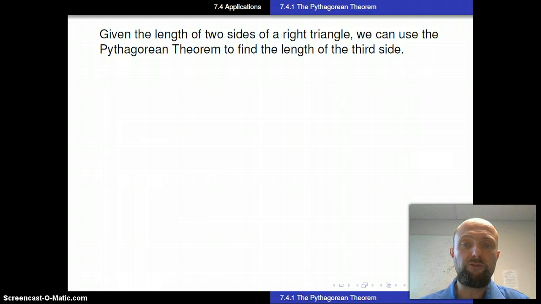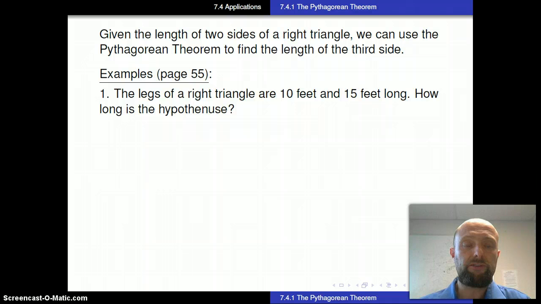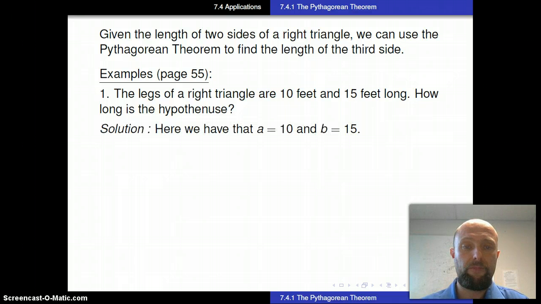Given the length of two sides of a right triangle, we can use the Pythagorean theorem to find the length of the third side. Let's illustrate this with the examples on page 55. Question 1. The legs of a right triangle are 10 feet and 15 feet long. How long is the hypotenuse? Here we have that a is 10 and b is 15. Here is a picture.